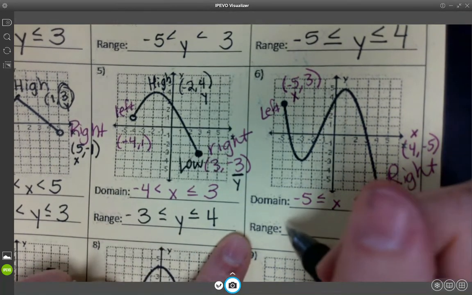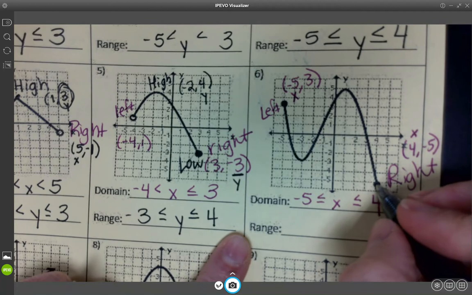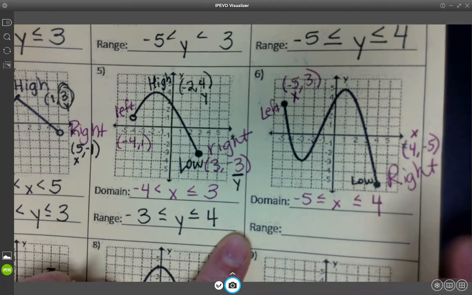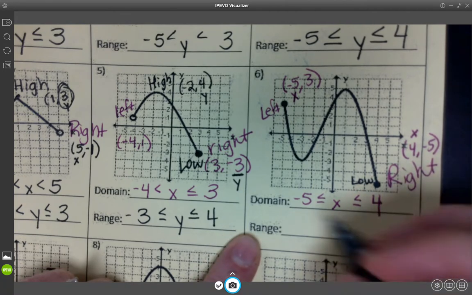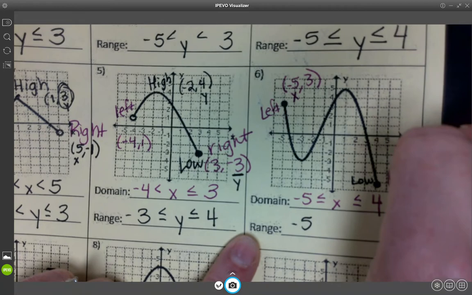Our range is going to be low to high. This is our lowest point, so label it with low. And we are looking at our range, so it's our y value. So it's -5 is our y value.